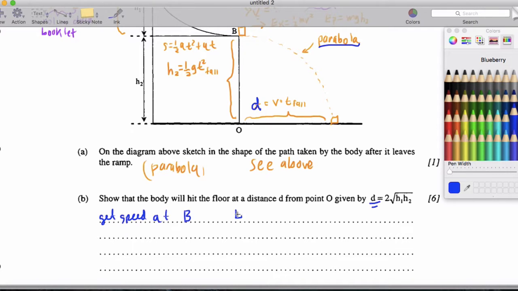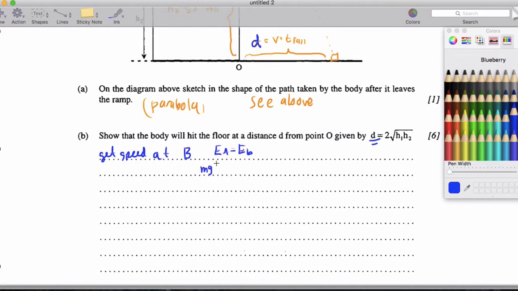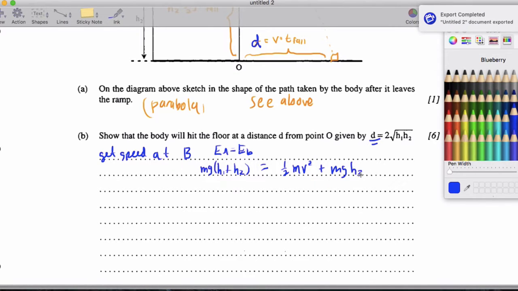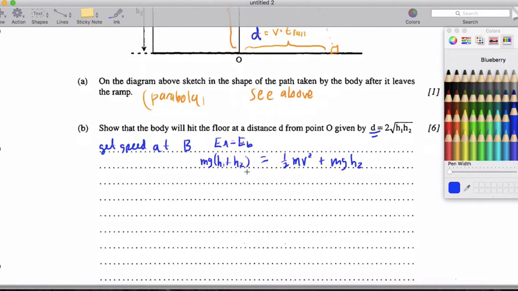I'm going to use energy conservation. So E at A equals E at B, and I'm going to actually use 1/2 m v squared. And so what that's going to be is mg(h1 plus h2) equals 1/2 mv squared plus mg h2. When we actually multiply and cancel, I'm going to do some algebra here. So after algebra, we're going to end up getting mg h1 equals 1/2 mv squared. The m's cancel. And I'm going to actually end up getting v equals the square root of 2gh1. All right.